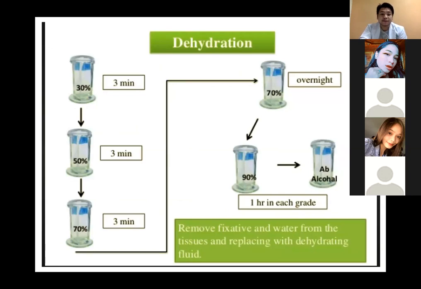So first, 30, 50, and 70. Okay, class. The ascending grade of alcohol depends on each laboratory, histopath lab. So there are labs that start with 65, 60, 50. There are also laboratories which start from 30. Okay, and then 70, 90, and then absolute alcohol.